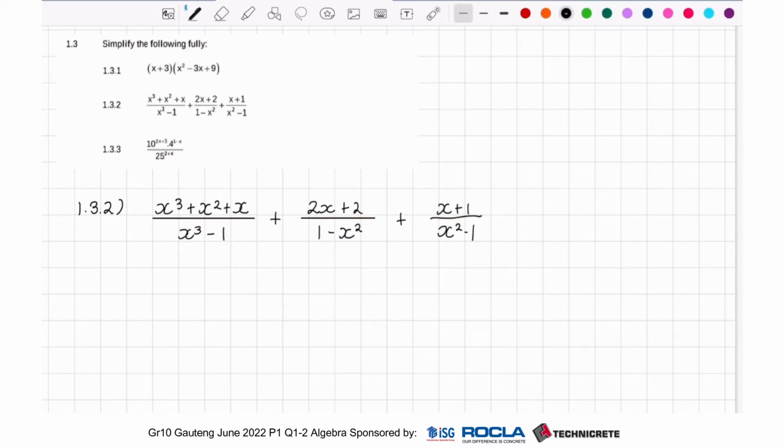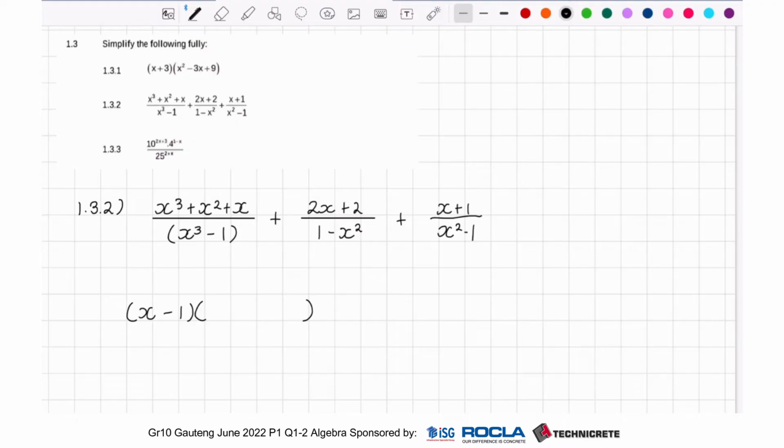So for the first one, I've got x cubed minus 1. And I can recognize that I can use the difference of 2 cubes. And the difference of 2 cubes says that if I've got 2 perfect cubes, so x cubed is a perfect cube and minus 1 is a perfect cube, then I'm going to have this one bracket becoming 2 brackets. And in my first bracket, I'm going to have the cube root of the first term. So the cube root of x cubed is x. And then I'm going to have the cube root of the second term, which is the cube root of minus 1, which is minus 1.